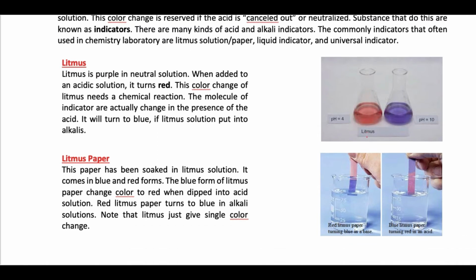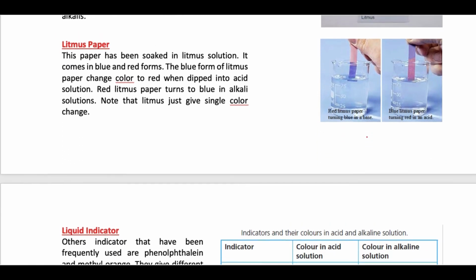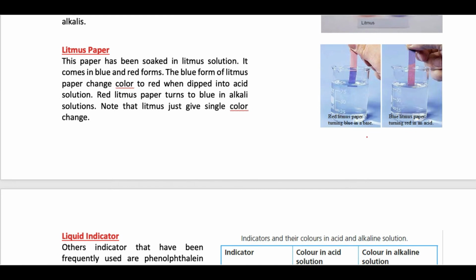Next, litmus paper. This paper has been soaked in litmus solution. It comes in blue and red forms. The blue form of litmus paper changes color to red when dipped into acid solution. Red litmus paper turns blue in alkali solution. Note that litmus just gives a single color change.